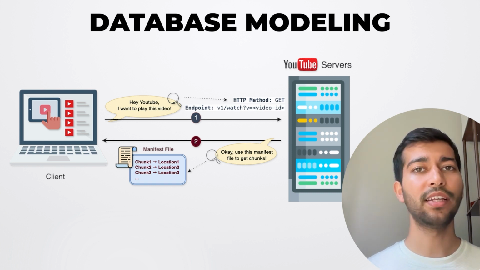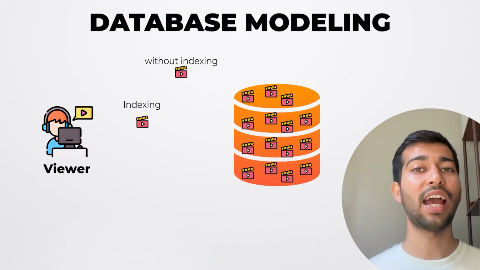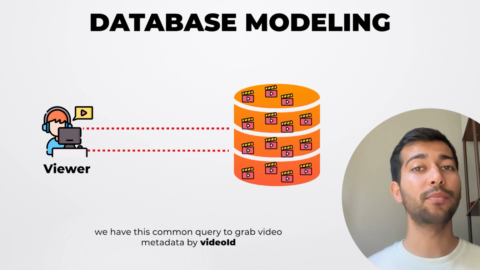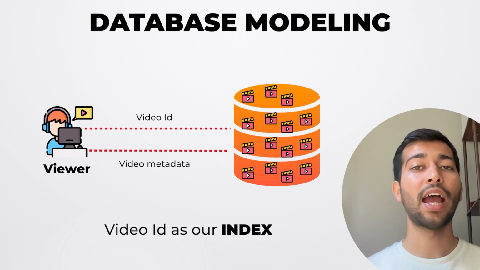There is one more additional detail we could add here, which is the indexing. Well, indexing is like a shortcut to quickly access the data that you want. And since we have a common query to grab the video metadata using the video ID, we will make the video ID as our index.